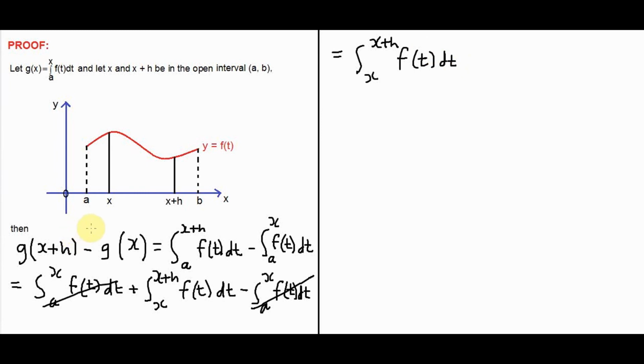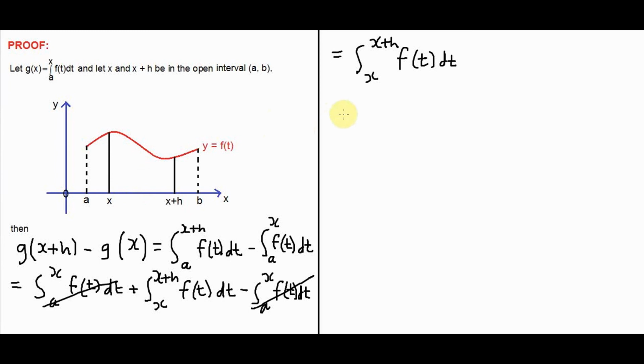Geometrically, this should make sense. Remember that g of x plus h is the area under the curve from a to x plus h, and g of x is the area under the curve from a to x. So the area from a up to x plus h less the area from a up to x then is the area from x to x plus h under the curve. In other words, this area over here.